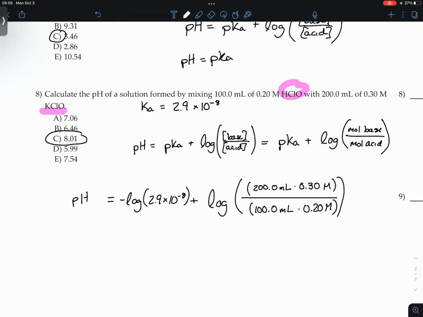All right, and again, I found that by getting my moles of base divided by moles of acid, right? Because the volume changed when I combined these things. Again, you could have just taken a second to recalculate the base and the acid concentration, but you would have been essentially getting to moles anyway. So why not stop there and make your life easy?